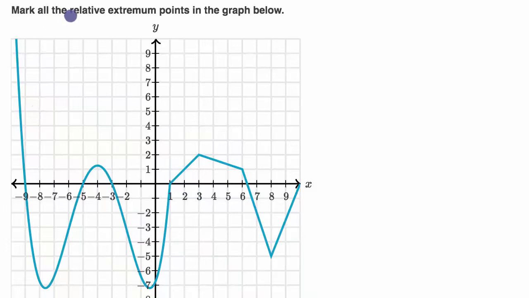We're asked to mark all the relative extremum points in the graph below. So pause the video and see if you can have a go at that. Just try to maybe look at the screen and in your head see if you can identify the relative extrema. So now let's do this together.